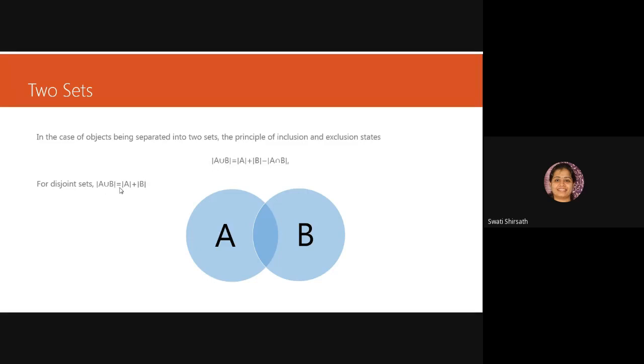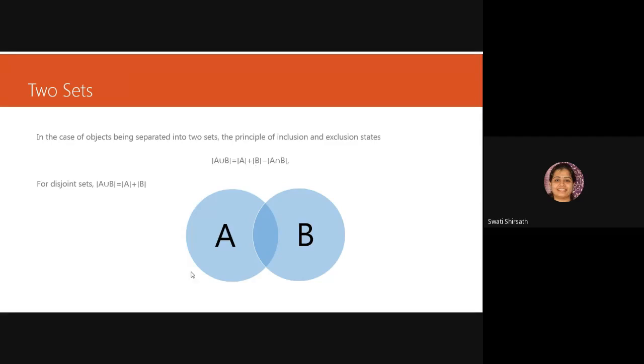Now this is for normal sets where we have common elements in A and B. But what about disjoint sets? Disjoint sets are the ones which do not have any common elements. In that case, cardinality of A union B is nothing but cardinality of A plus cardinality of B. We need not deduct the intersection. If you want to prove this, the cardinality of A intersection B will always be zero, so what remains is only cardinality of A and cardinality of B.